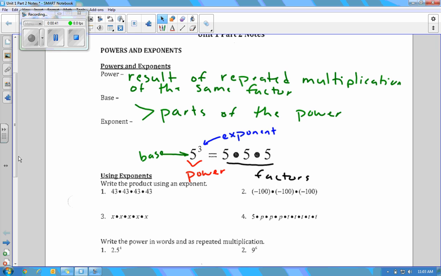First off, let's start with the power, which I labeled in red. The 5 and 3 together, so 5 to the third together, make the power. If you look in green here, the 5 is the base, and then in blue here, the 3 is the exponent. The 3 5s that are multiplied together are factors. So those are the different parts of a power.